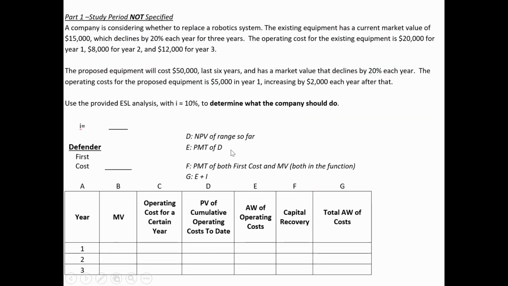Okay, so part 1 of your in-class exercise today is a replacement study where we are comparing two alternatives, a defender and a challenger. And I have on the handout here a template that you should use to set up your Excel file. We're going to solve this one on Excel.